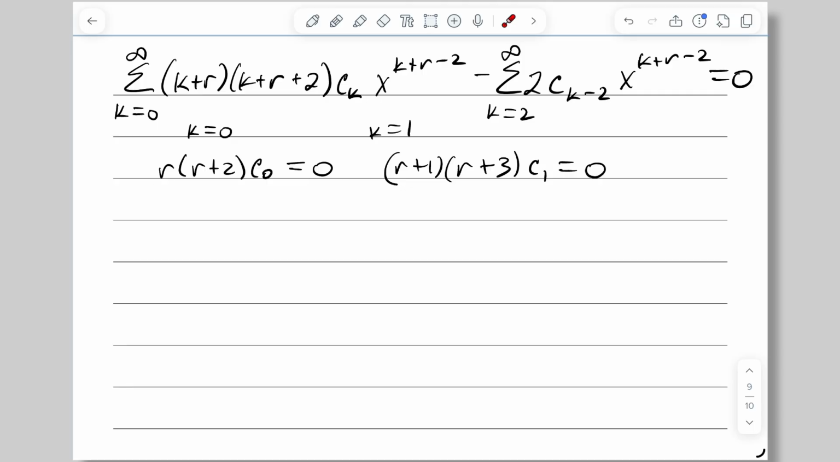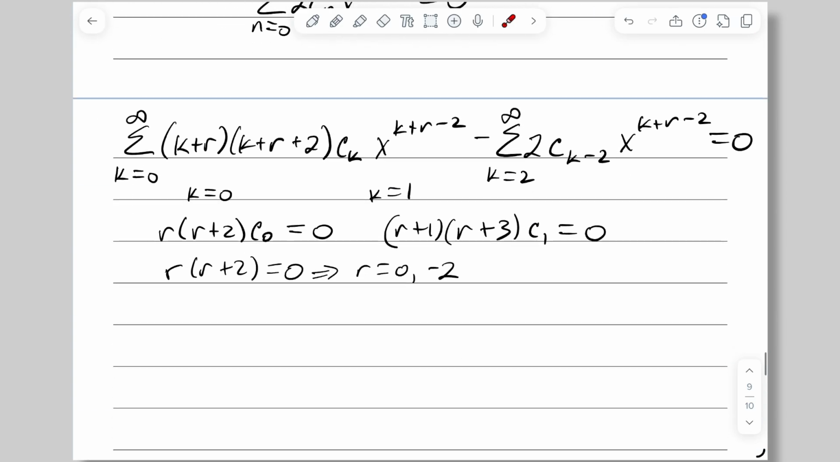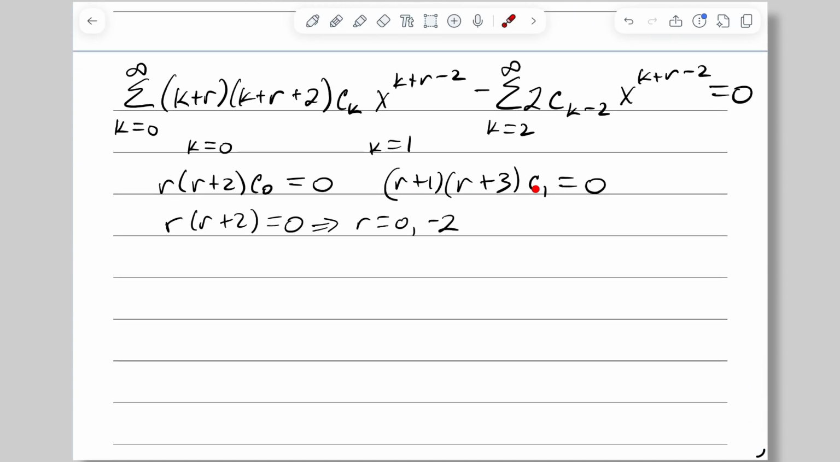We saw in a previous video that we use the term that has x with the smallest exponent to find our indicial roots. That term is going to happen when k is equal to 0. Therefore, r times r plus 2 is equal to 0, giving us indicial roots of r equals 0 or negative 2, which agrees exactly with what we saw above. For the second equation we have here, since r is equal to 0 or negative 2, we already have those values for r. For that product times c1 to equal 0, it must be the case that c1 is equal to 0. That'll happen every time the starting values for the index differ by 2.